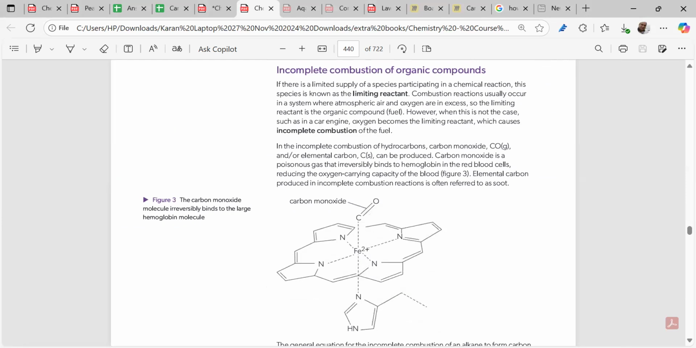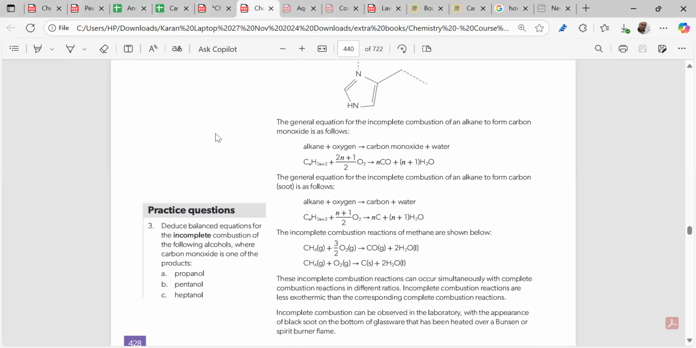When we have a limited supply of oxygen, we get incomplete combustion. Incomplete combustion gives you carbon monoxide. Extreme incomplete combustion gives you carbon plus water. It is very important that we also know how to write the balanced equations. There are two equations: one is the incomplete combustion giving carbon monoxide plus water, and second, extremely incomplete combustion gives you carbon plus water. So this is a portion of your IBDP topic on the combustion of fossil fuels.